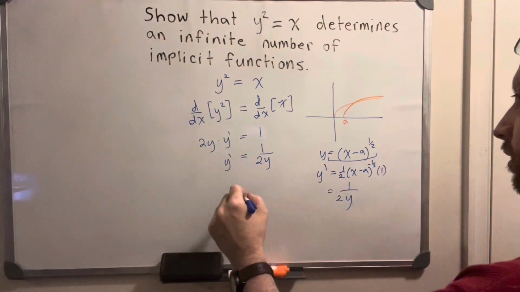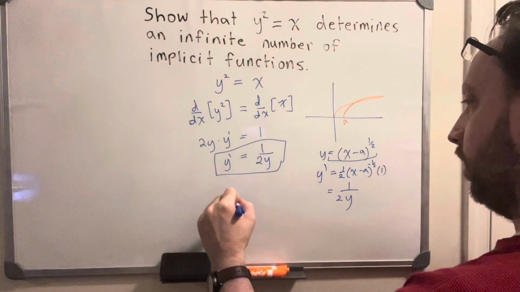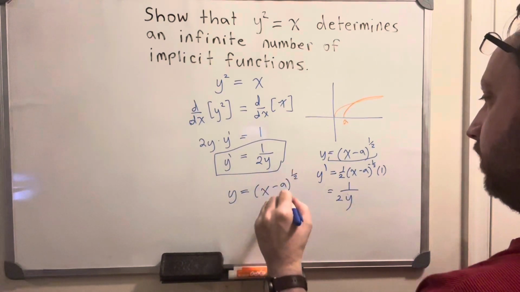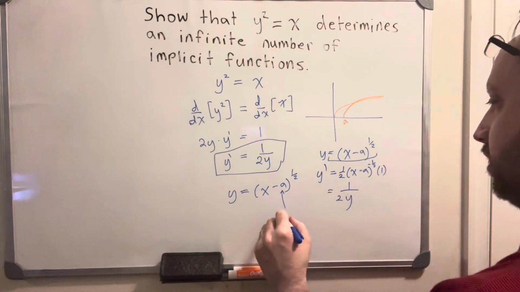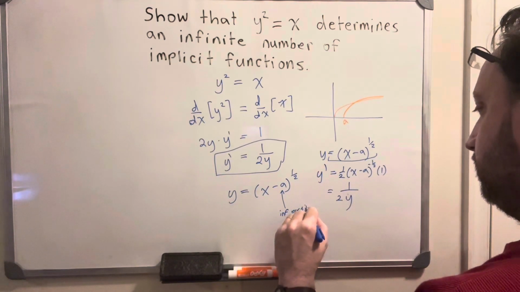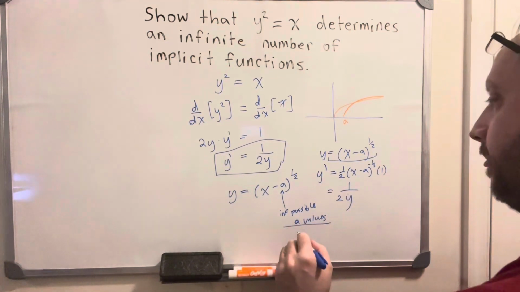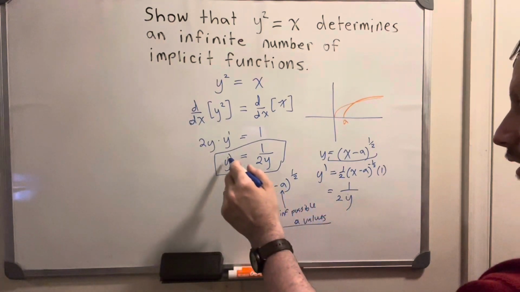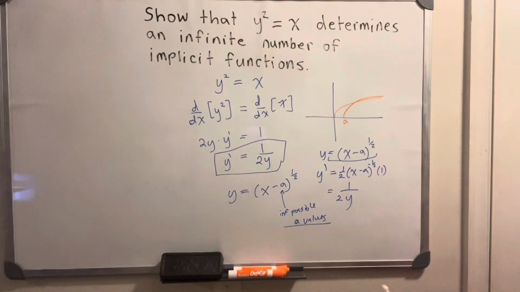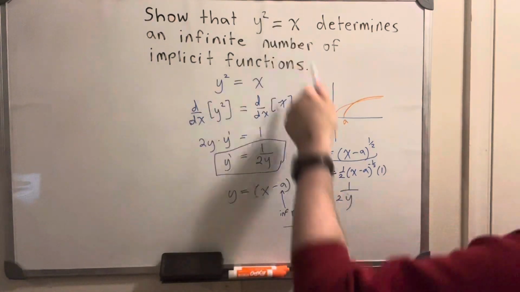So if this relationship holds when y equals x minus a to the 1/2, and there's an infinite number of possible a values, and for each one of them the derivative is 1 over 2y, then you've shown that there's an infinite number of implicit functions where y squared equals x.